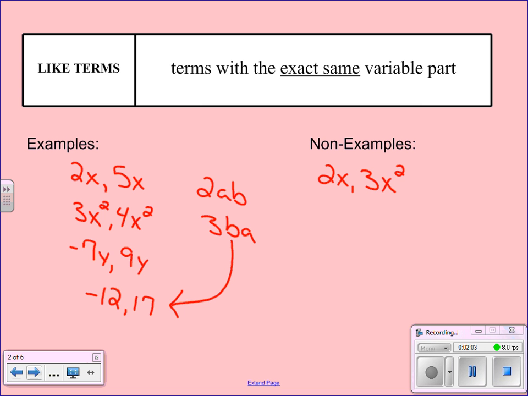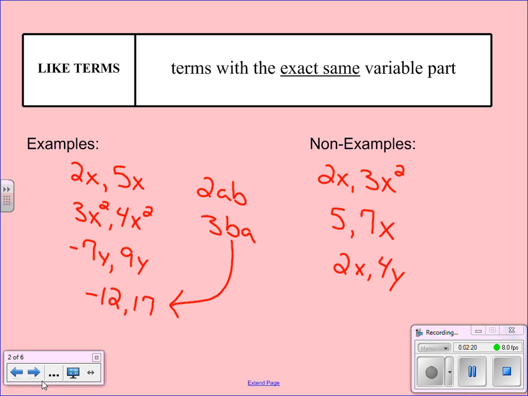Let's look at some non-examples. Another one would be 5 and 7x. Obviously the 7x has an x, the 5 does not. 2x and 4y would be another set of non-examples.